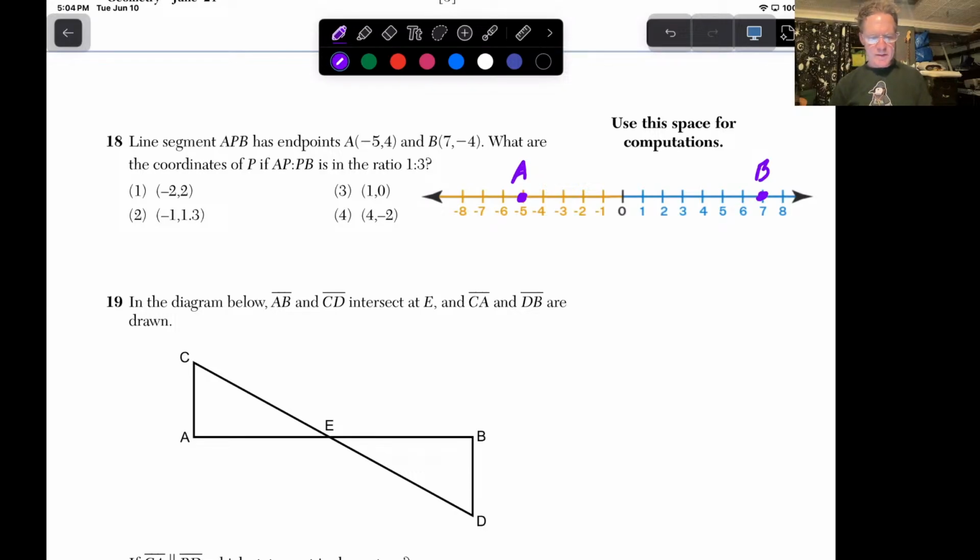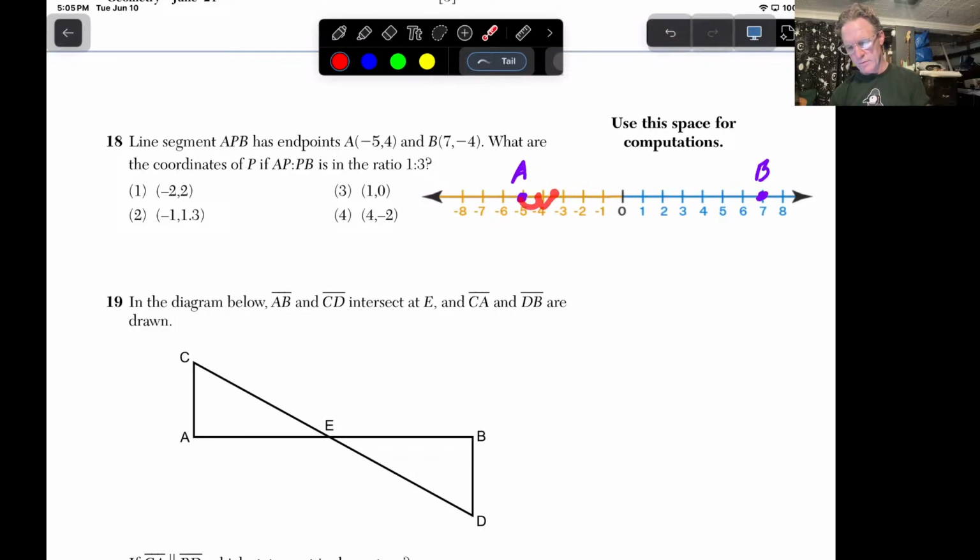We want to divide this into a ratio of 1 to 3. So if we have one part on the left and 3 parts on the right, if I have one piece of pizza and you have 3 pieces of pizza, we have 4 pieces in all. I need to divide this into 4 chunks. Well, how many spaces do we have in all? Let's just count them. We have 1, 2, 3, 4. I'm counting the spaces, by the way, right?